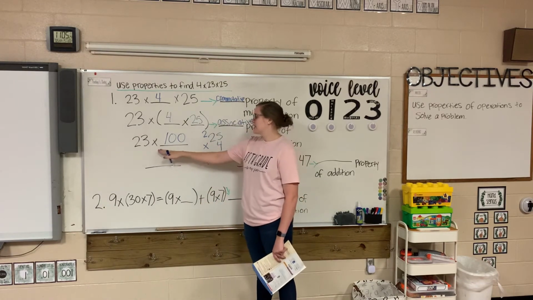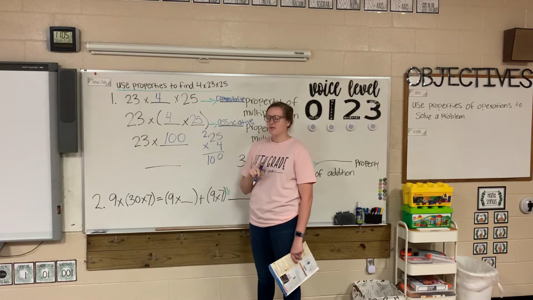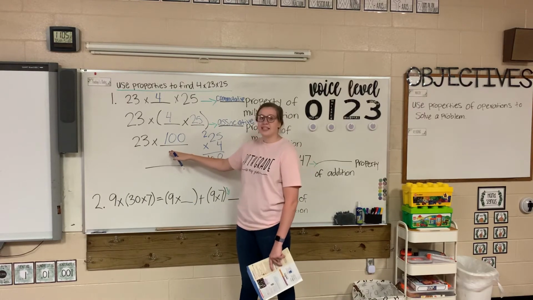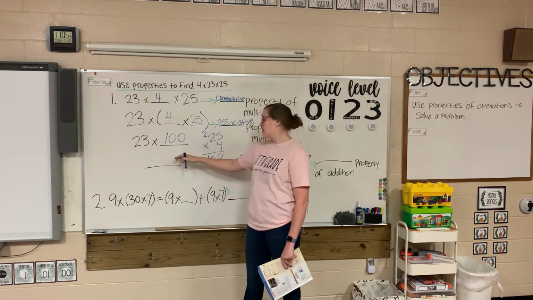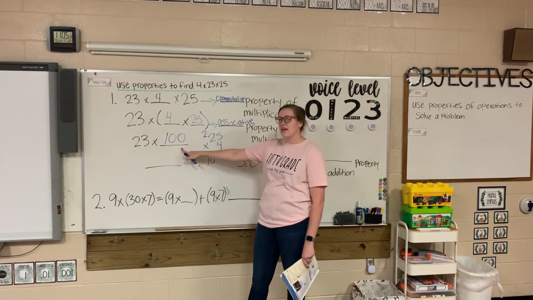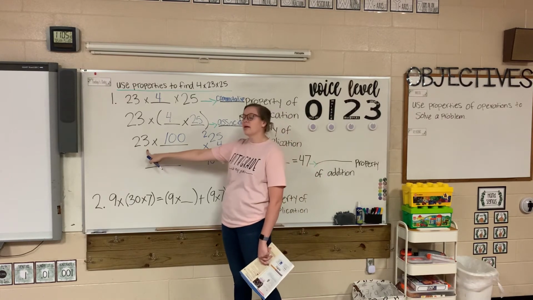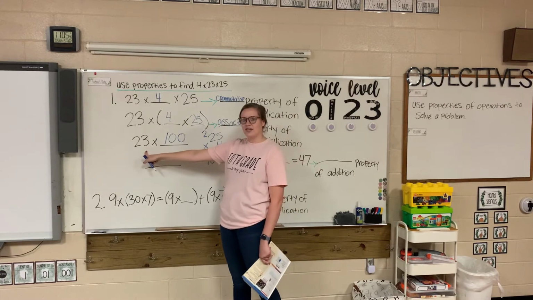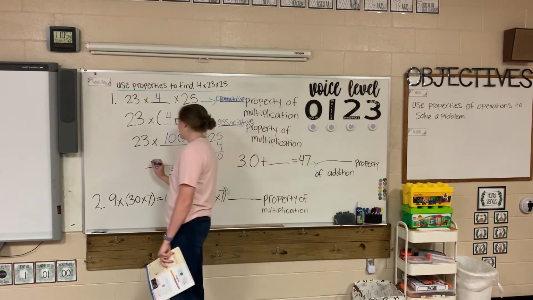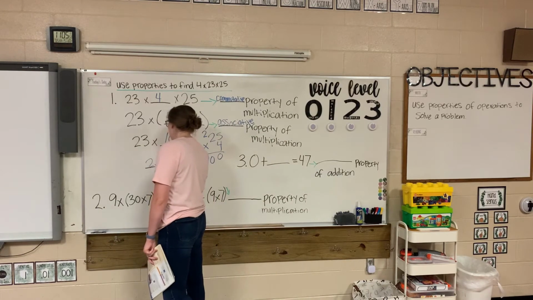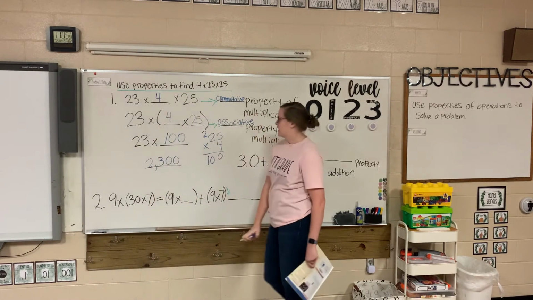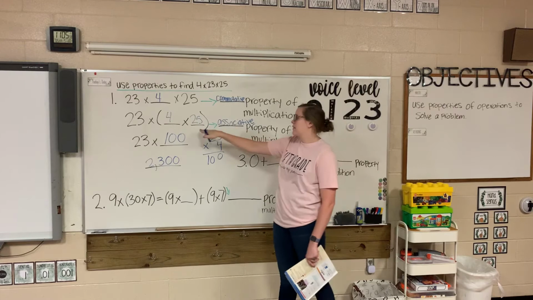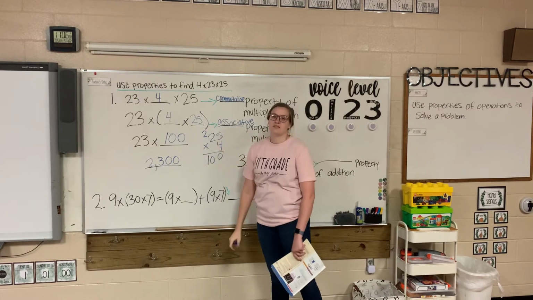Now, we have 23 times 100. And if you can remember from last year, I think you learned a trick that any time we multiply by a 10 or 100 or 1,000, we look at how many zeros we have, and that's how many zeros we add to our first number. So if we're multiplying by 100, how many zeros are we going to add to 23 to get our answer? 2. So 23 times 100 is 2,300. And we used the commutative property to rearrange our numbers, and then the associative property to regroup our numbers in the process of solving that problem.